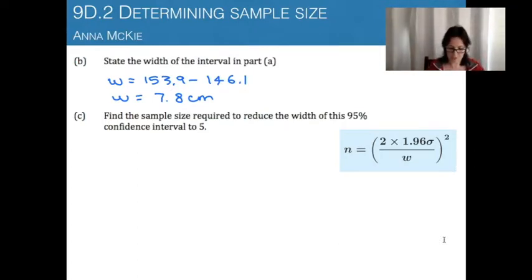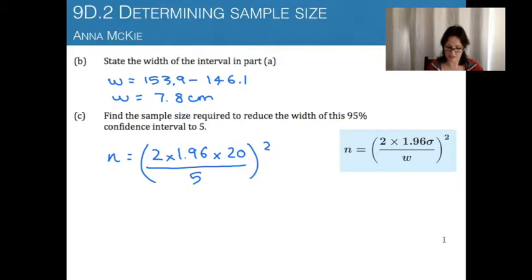So we substitute that into our formula here. 2 times by 1.96 lots of the standard deviation, which was 20, divided by the width, which is 5, squaring all of that gives you an answer of 245.86. Now, what units is that? That's people. So how many people we actually need to survey? Approximately 246. Now, we're going to talk about rounding in our next example. Oh, I suppose I should put people here.